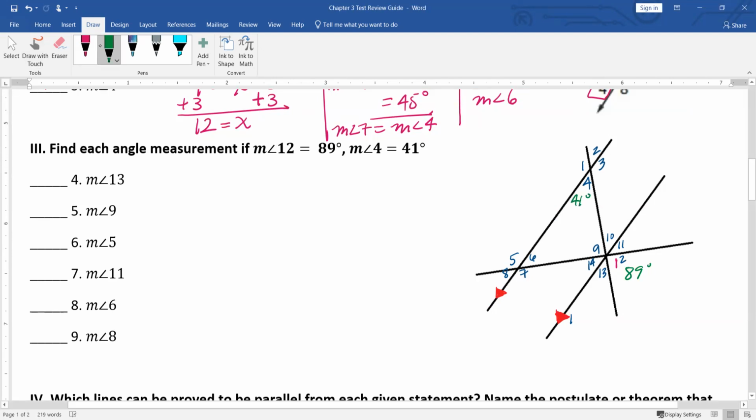So let's go ahead and figure out which ones we can learn from angle 12. Angle 12 and angle 9 are vertical angles, so I know that angle 9 is also 89 degrees.